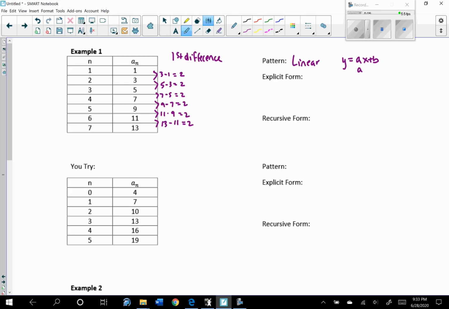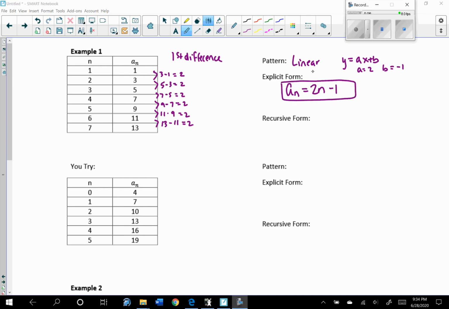So we got a is equal to 2 and b equals -1. So we don't use y and a or x, we need to use our notation. So a sub n is equal to, in this case we would have 2, and instead of using x we're using n, so 2n minus 1. And that is our explicit form.